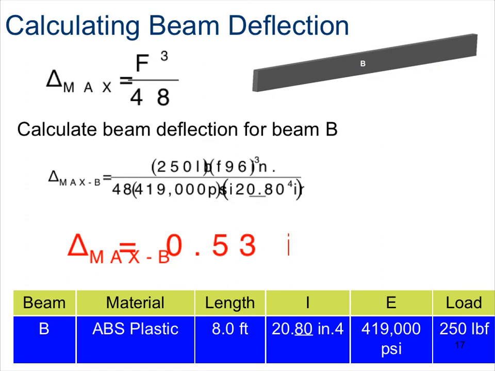So now let's go ahead and calculate the maximum beam deflection, delta max, for beam B, which was made of that plastic. The length is still 8 feet. We'll convert that to 96 inches. The moment of inertia was 20.8 quad inches. Our modulus of elasticity is 419,000 psi, and our load again is 250 pounds of force. So I'll plug those values into that formula. Delta max equals force times length cubed divided by 48 EI, and I get approximately 0.53 inches for my maximum beam deflection for this plastic.